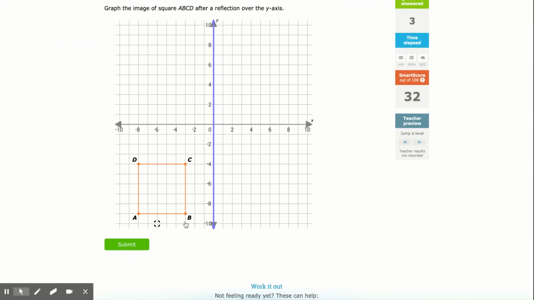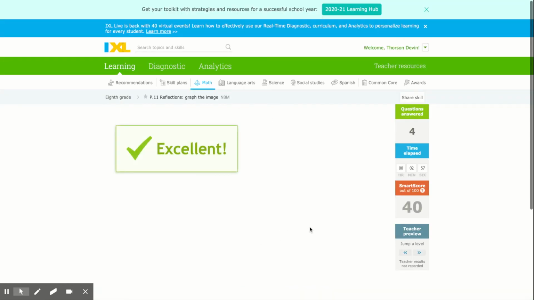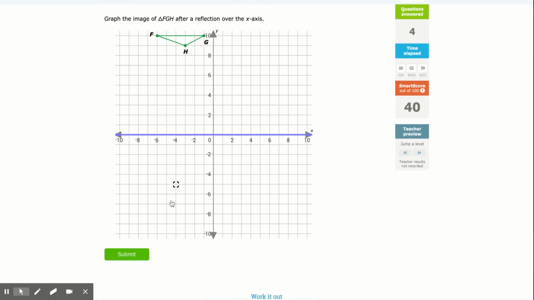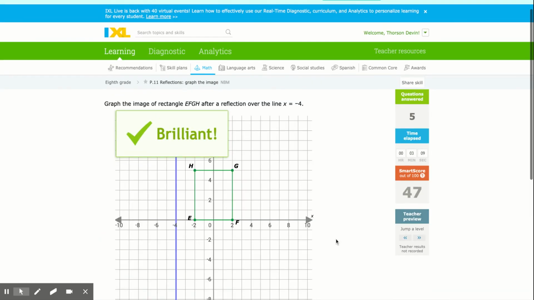Again, here's another easy one across the y-axis. So that one shouldn't be very difficult to do. We'll fly through this one. Again, the x-axis, again, very simple one. So just because some of them are getting harder doesn't mean you can't get some more simple ones.